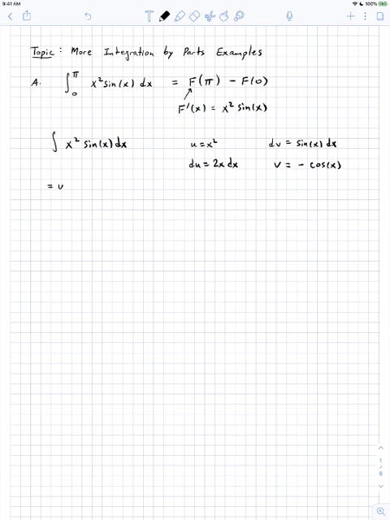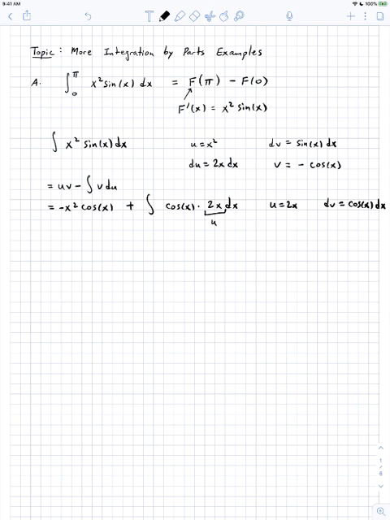So this is going to be equal to uv minus the integral of v du. So this is u, x squared, times v, so there's a minus cosine x, minus the integral of v, and minus and minus is plus, cosine of x times 2x dx. Well, now we've got another polynomial times a trig function, so we're going to have to do this a second time. But always remember that if your first u was a polynomial, then your second u should also be the polynomial. So you're going to have u equal to 2x, and then dv is everything else. So that's cosine x dx, like that.